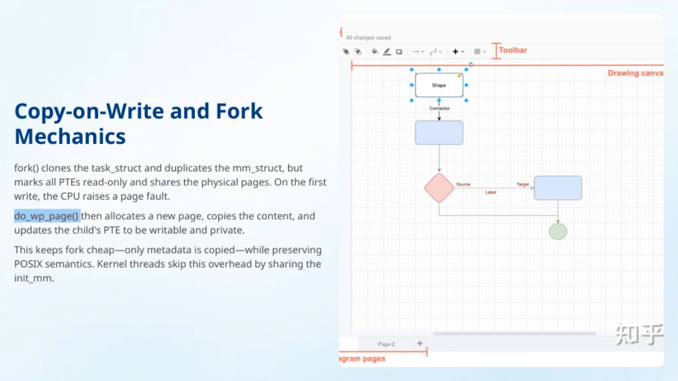Now, when fork is called, it clones the task struct and duplicates the mm struct, but crucially, it marks all page table entries as read-only and shares the physical pages between parent and child. This sharing is efficient because it avoids copying all pages up front. The first time either process writes to one of these pages, the CPU raises a page fault, prompting the copy-on-write process. This way, actual copying happens only when necessary, optimizing memory usage and performance. This mechanism is fundamental to how Linux efficiently implements process creation and memory management.